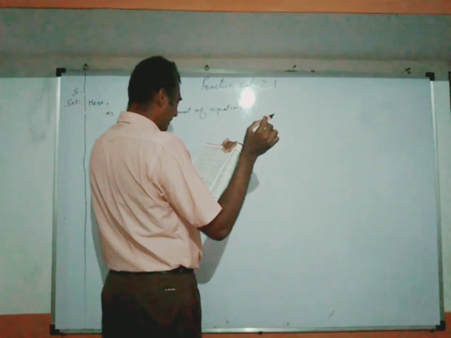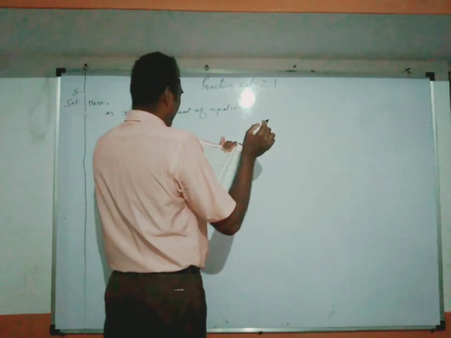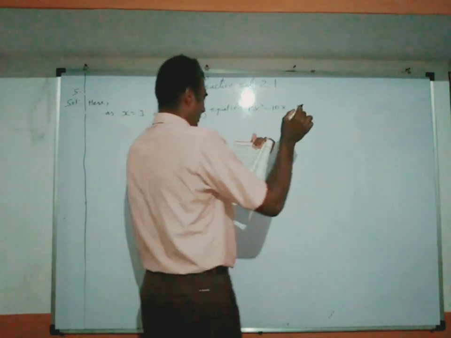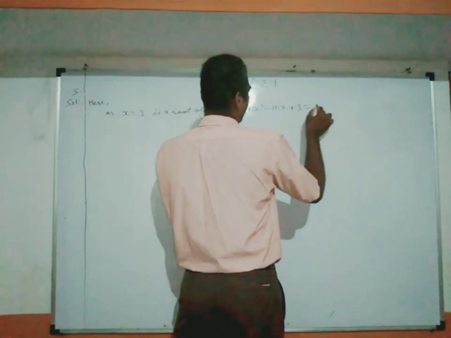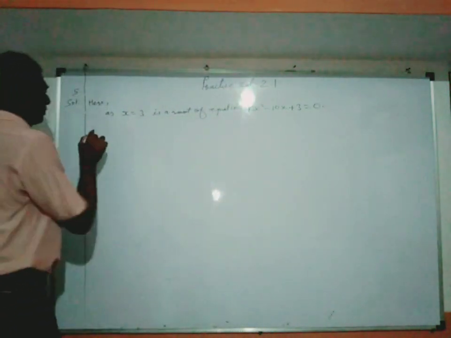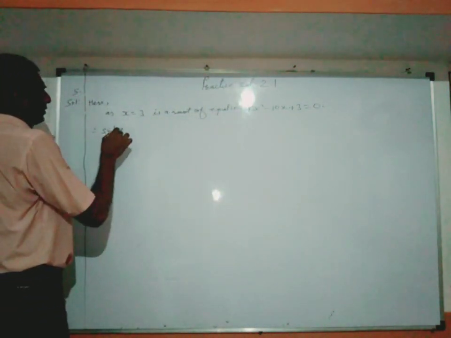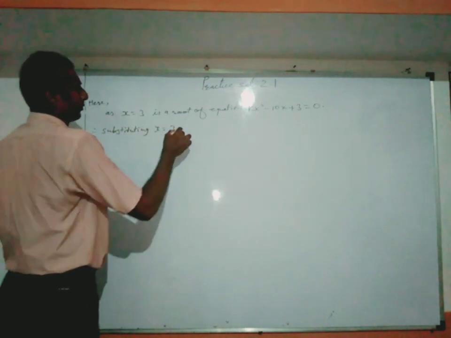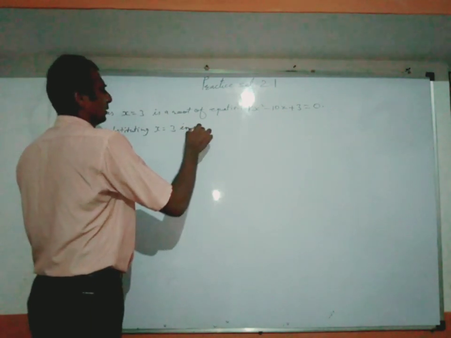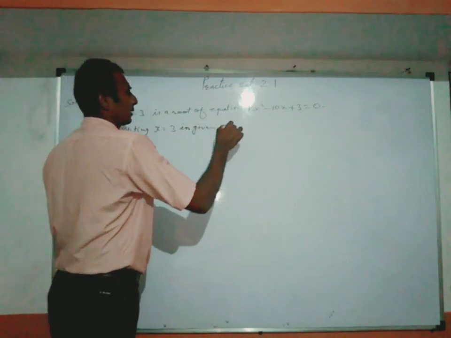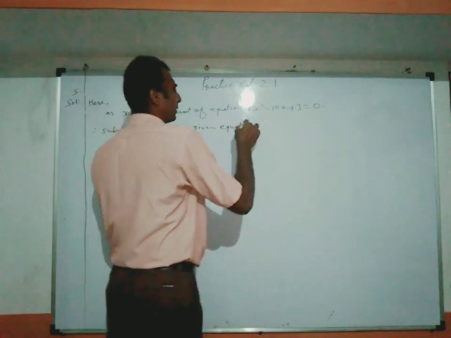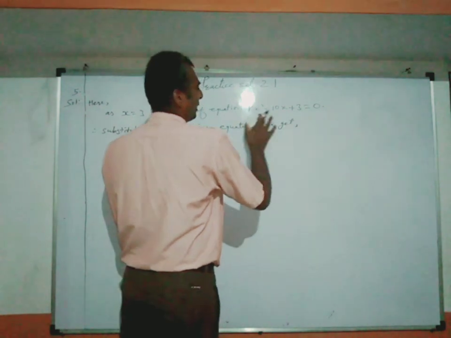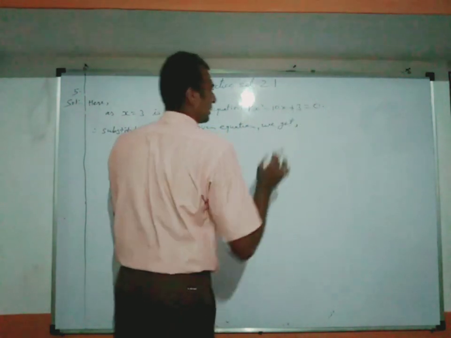That given equation is kx square minus 10x plus 3 equal to 0, and therefore substituting x equal to 3 in the given equation, we get: the given equation is kx square minus 10x plus 3 equal to 0.